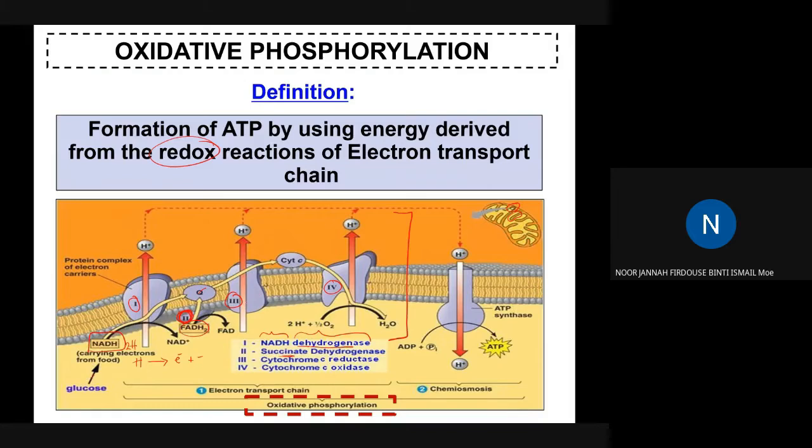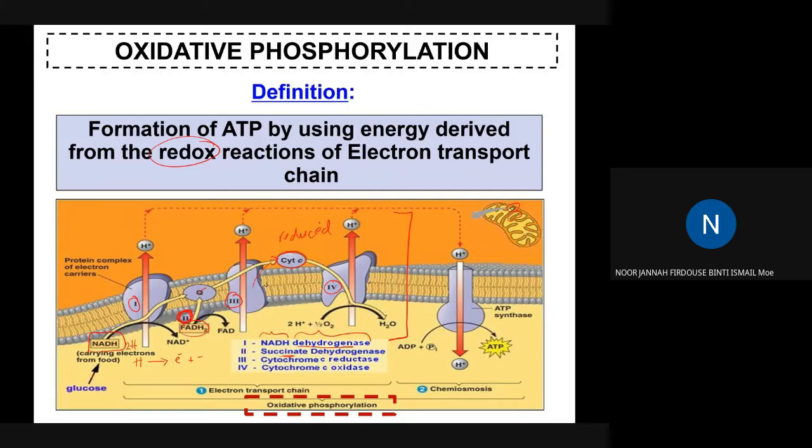Look at complex number 3, cytochrome C reductase. Cytochrome C is a component of the electron transport chain that is mobile because it is not an integral protein. So cytochrome C is a mobile transporter. It will receive the electron from complex number 3, then cytochrome C will be reduced. Hence, the name is reductase.